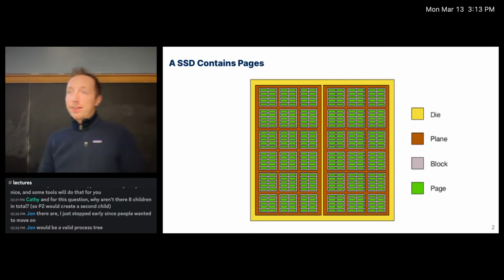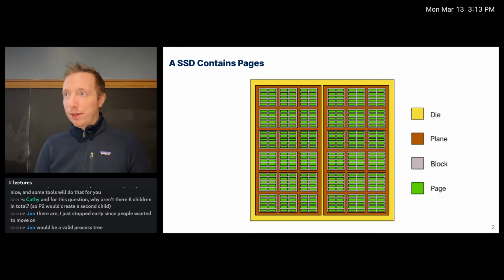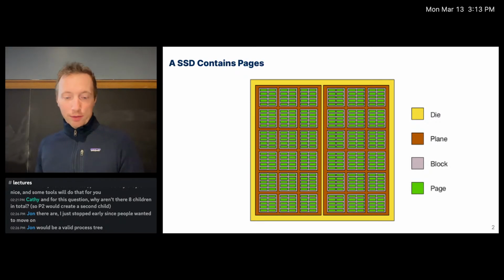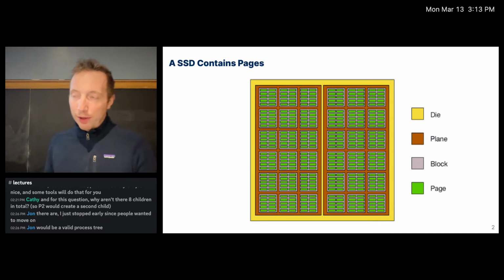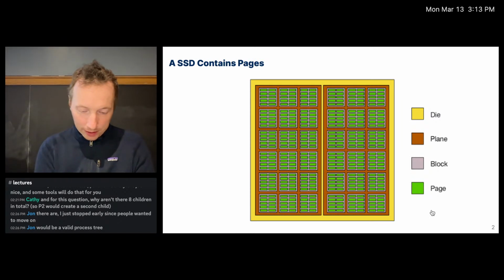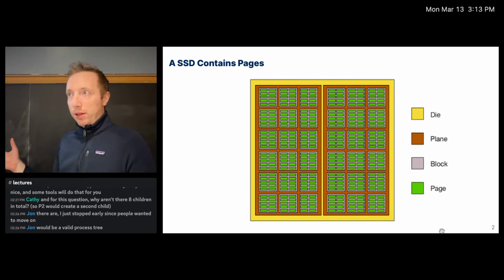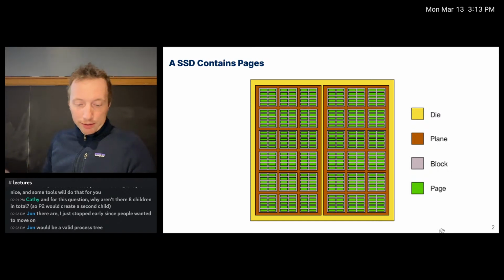So SSDs also contain pages. And again, pages are just fixed size blocks of memory. So SSDs also have pages, just like the virtual memory system also deals with pages. They're organized a bit differently. There's a big hierarchy of this. In the green here, those are pages, and those are typically 4 kilobytes, so 4,096 bytes at a time.